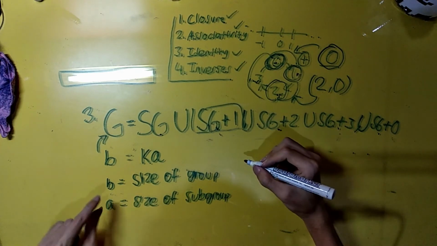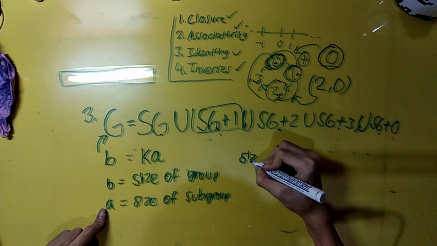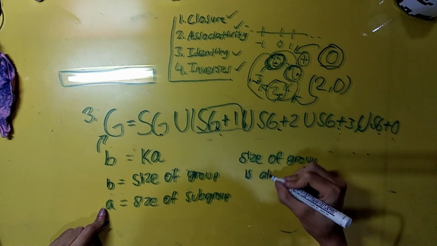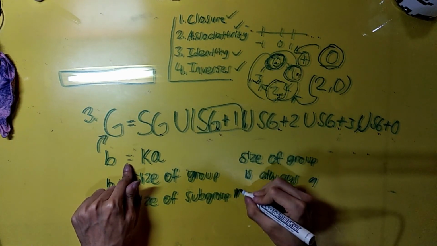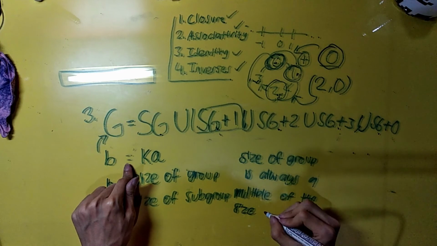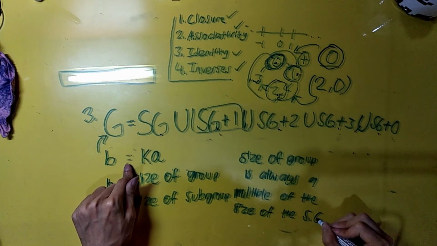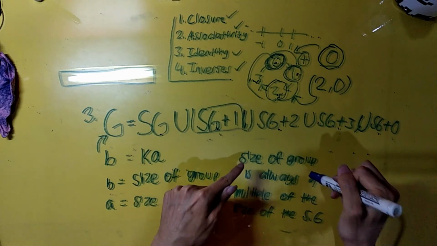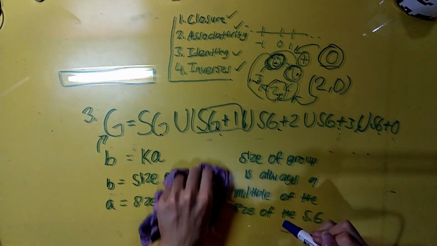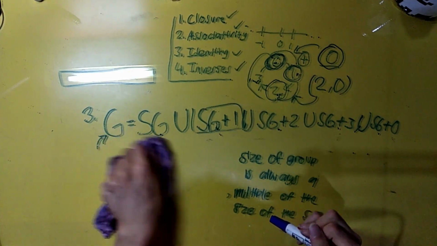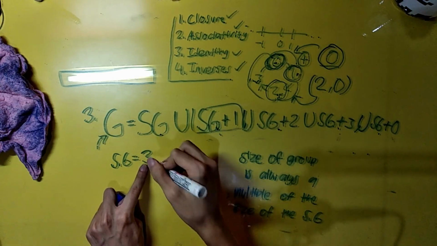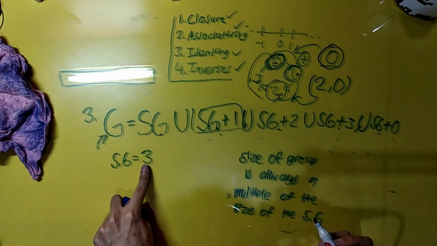Cool. So what does this mean? It means that the size of the group is always a multiple of the size of the subgroup. Cool. Size of the group is always the multiple of the size of the subgroup. Right, so if we have a subgroup of 3, if our subgroup has a size of 3, that means our group must be a multiple of 3.